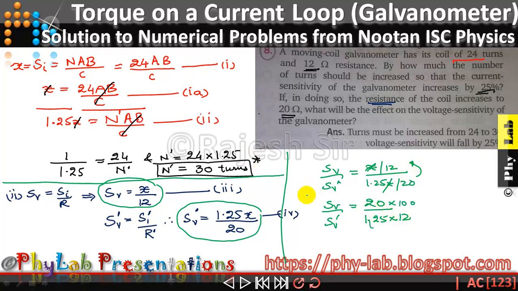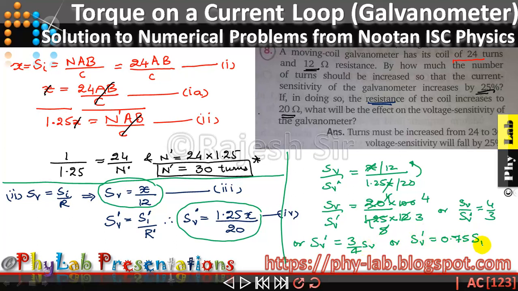So solving out, this point goes, 100 comes, 25 5s are, and 25 4s are, 5 4s are, and 4 3s are. So SV upon SV dash comes out to be 4 by 3, or SV dash is equal to 3 by 4 times SV, or simply SV dash is equal to 0.75 of SV.